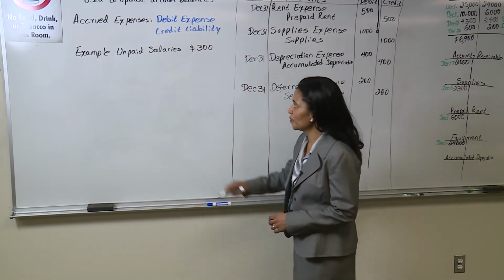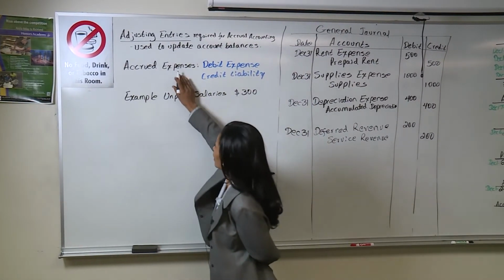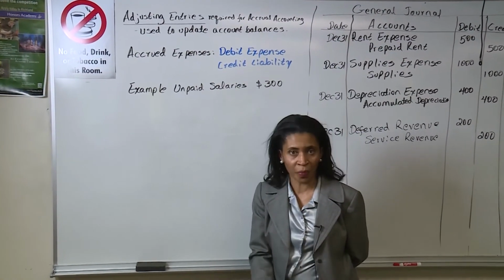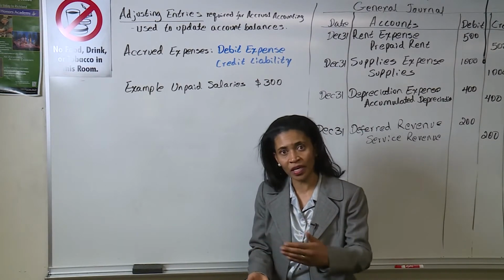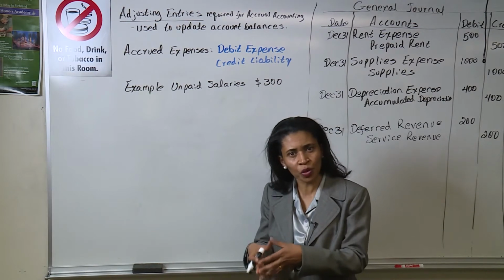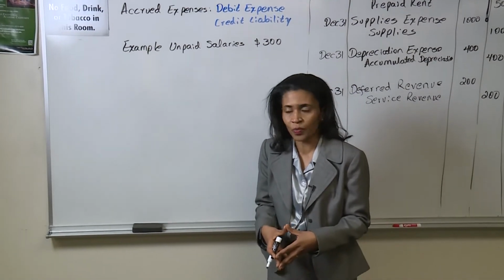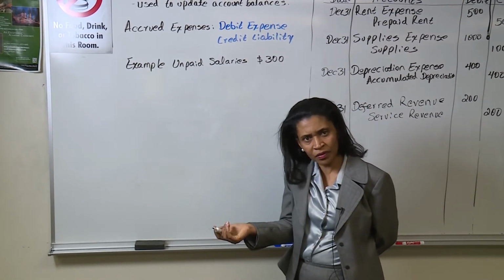Okay, now we're going to talk about accrued expenses. Accrued expenses are usually expenses that we incurred but not paid. How can that happen? Sometimes the payment time may not be there yet, but since we already incurred them, we should report them as our expense. A good example is salaries. What can happen for salaries?